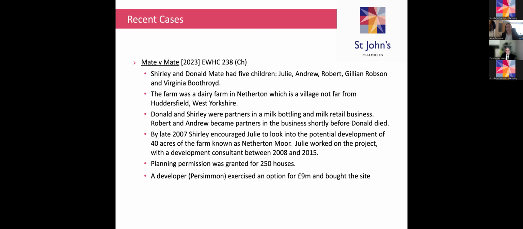By late 2007, Shirley had encouraged Julie to look into the potential for development of the site. So there was a particular area of about 40 acres or so, known as Netherton Moor, which had the possibility of obtaining planning permission for residential development. So Julie busied herself looking into the planning issues, obtaining planning, teeing up developers, and teeing up an option agreement with a developer, Persimmon Homes, to develop this site. Planning permission was granted for 250 houses, and the developer exercised its option for £9 million and bought the site.